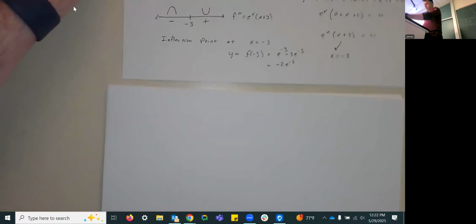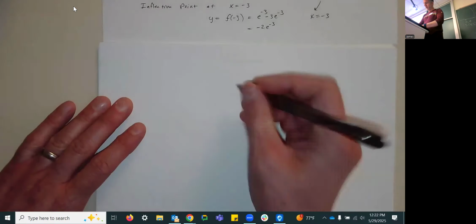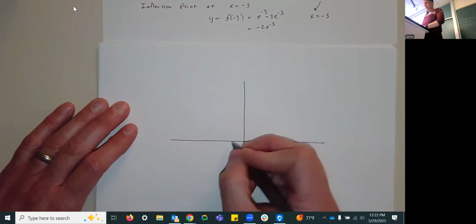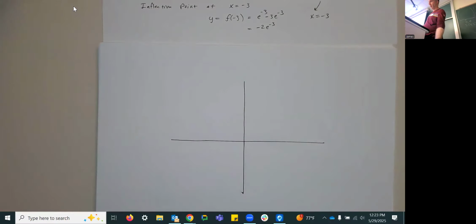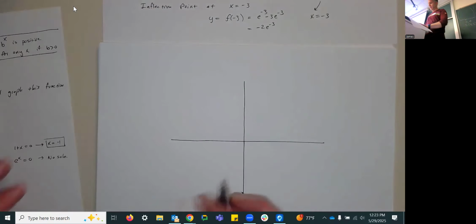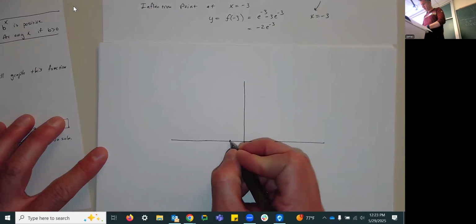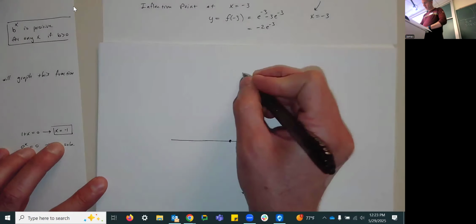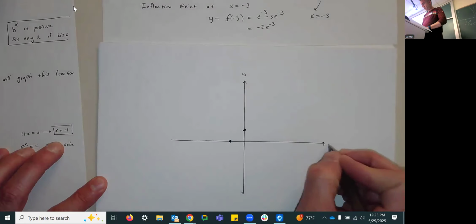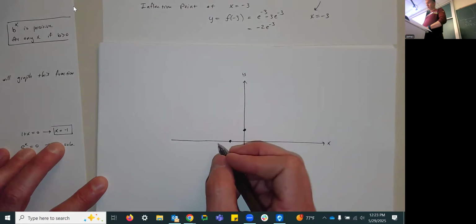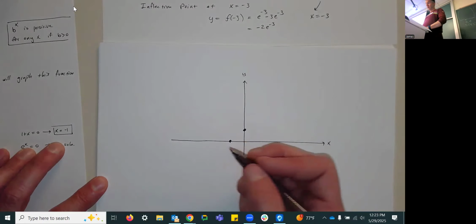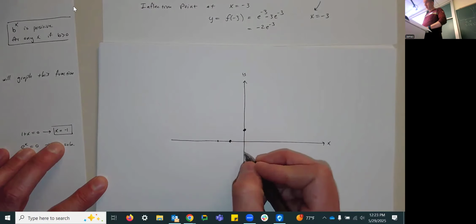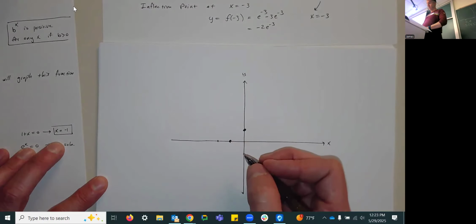So before I actually draw the graph, I'm going to put all the important information on there that I can. So I know I have an intercept at where? I think it was at -1. Yes, I have an x-intercept at -1. My y-intercept was at +1. My first derivative critical point, my relative minimum, was at -2 comma -1 over e squared.